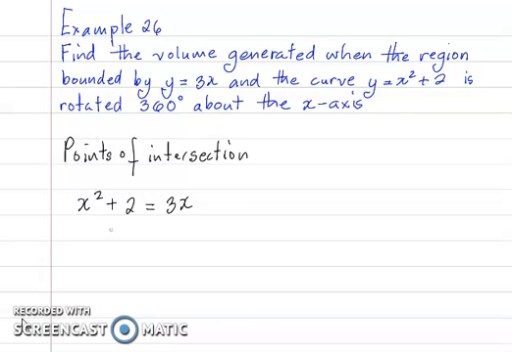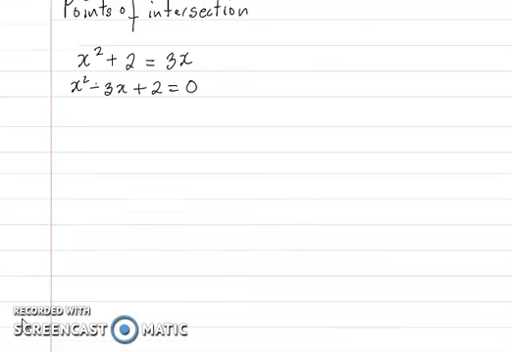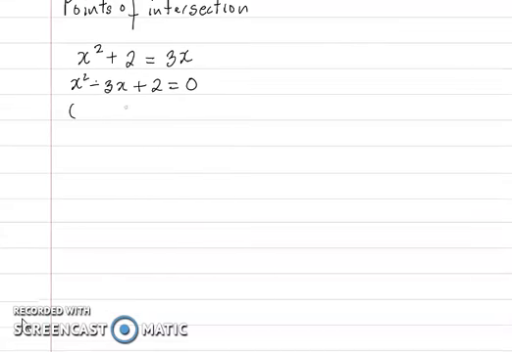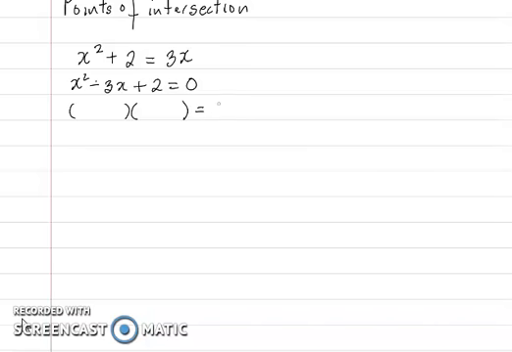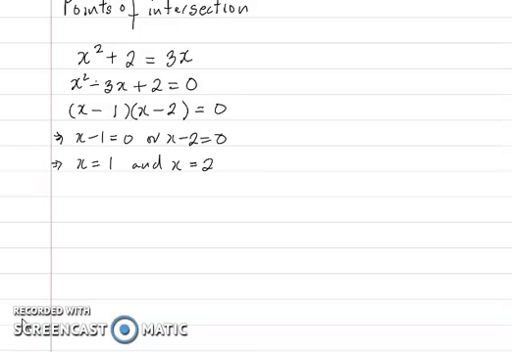All right, let's solve this equation. It's a quadratic equation. The first step in solving a quadratic equation is that one side of the equation must be equal to 0, using the method of factorization. So I'm factorizing. All right, so therefore x minus 1 is equal to 0, or x minus 2 is equal to 0. Therefore x is equal to 1, and x is equal to 2, are the values of x at the points of intersection.